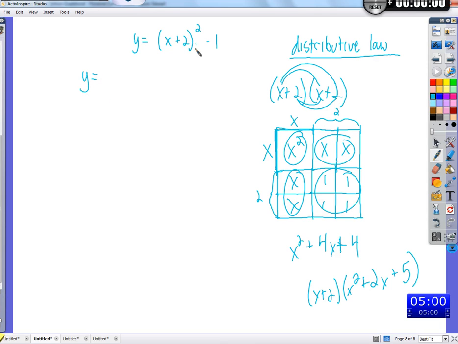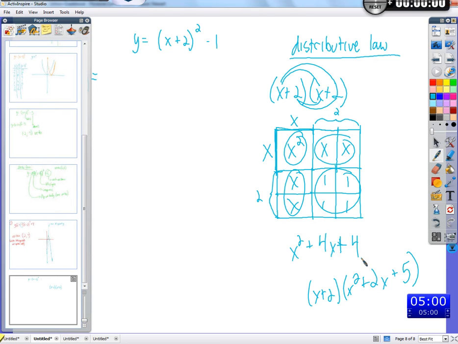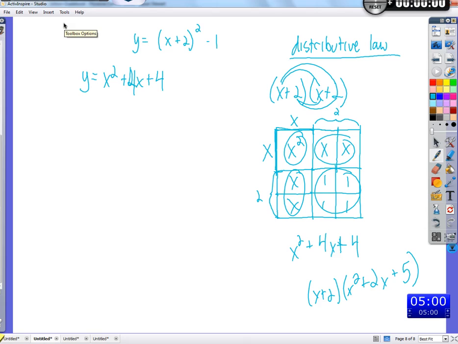So x plus 2 squared, we just looked at that. x plus 2 squared is x squared plus 4x plus 4. That's just the x plus 2 squared. We're going to subtract 1. x squared plus 4x plus 3. So what form was this? Do you remember what form that's written in? In vertex form, right? Because the vertex is negative 2, negative 1. That's vertex form. By multiplying the x plus 2 times itself, we've written it in standard form.